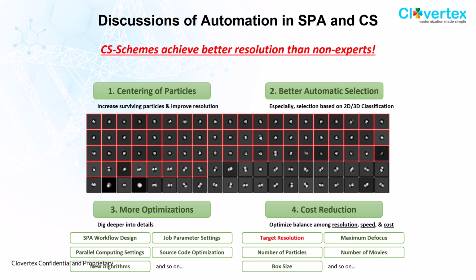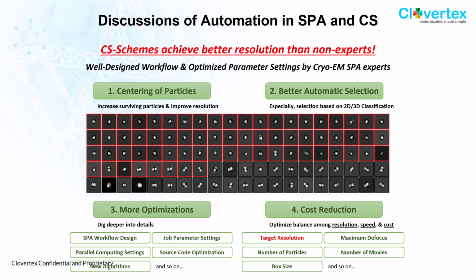So 3 and 4 are also important. We find out more optimization is necessary, especially that we need to improve the workflow design, also job parameter settings, meaning the algorithm parameter setting, and so on. Also, the cost reduction is important. Especially, we need to really think about target resolution and cost and all other. So we need to optimize the balance among the resolution, speed and cost.